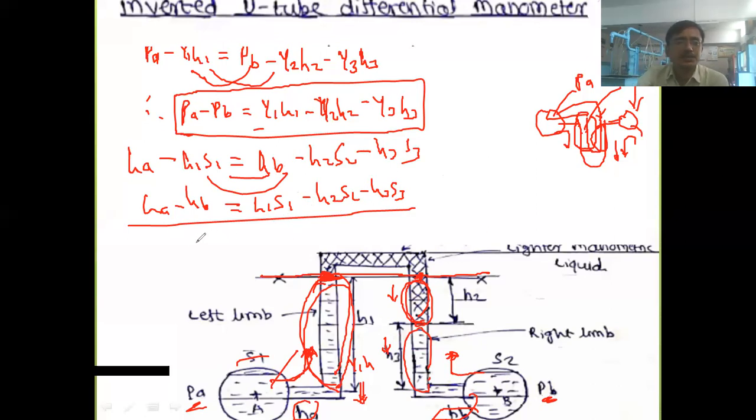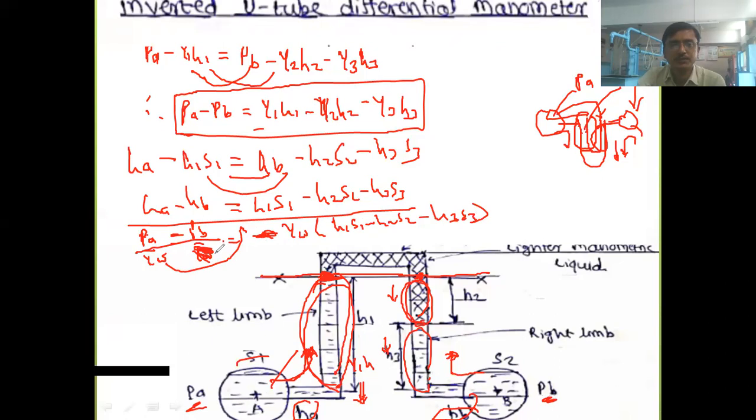Applying the same thing here, if I want to find the pressure intensity, I will write this equation as PA upon gamma W minus PB upon gamma W is equal to this equation as it is. Gamma W is common in the denominator, so I can write PA minus PB divided by gamma W. Taking this gamma W on the RHS, I can write the equation as gamma W into, in bracket, H1 S1 minus H2 S2 minus H3 S3, right? So PA minus PB is equal to this, which is nothing but HA minus HB. So I can write gamma W into HA minus HB, right?